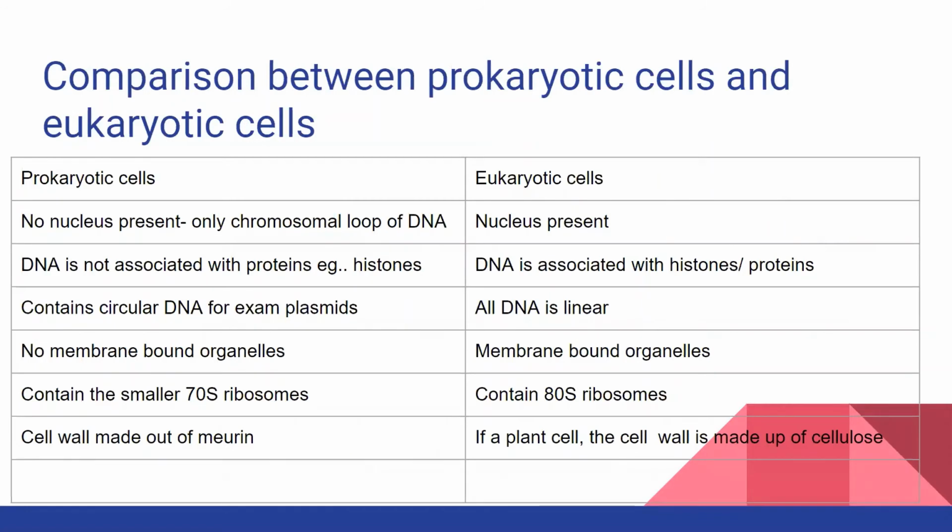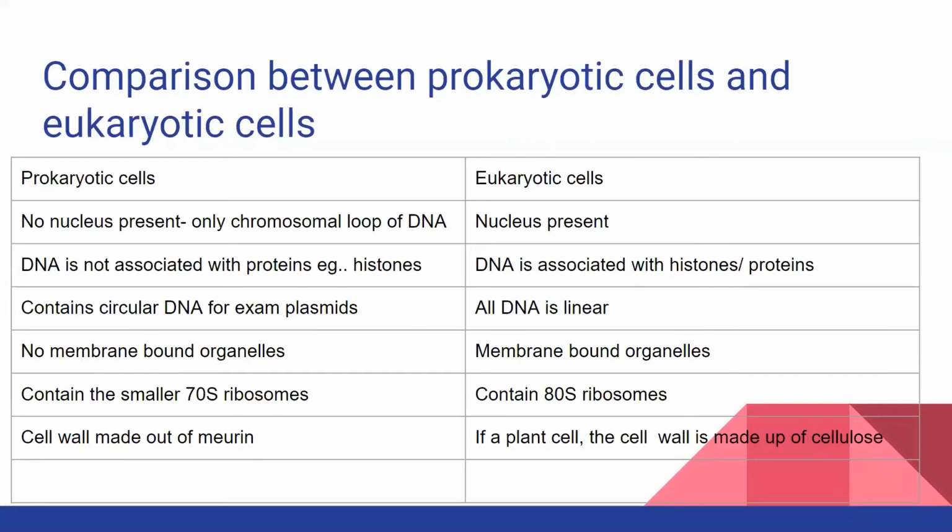So what are the main comparisons that we can draw between prokaryotic cells and eukaryotic cells? The first is that prokaryotic cells have no nucleus and only have a chromosomal loop of DNA, whereas eukaryotic cells have a nucleus present. You can also talk about how DNA is often associated with histones, which are a sort of protein, in eukaryotic cells, which helps the eukaryotic cell DNA to be quite densely coiled, whereas DNA in prokaryotic cells does not have these histone proteins.